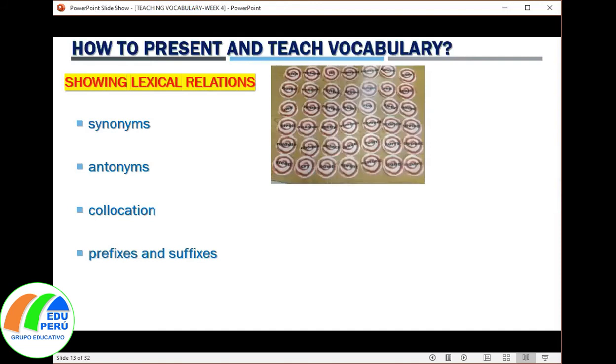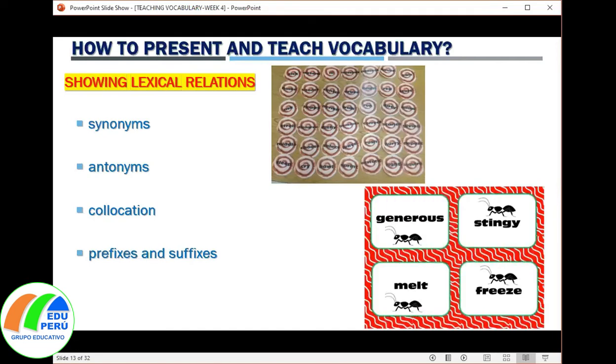For example, this activity is a roll synonym. You print some pictures similar to a roll, this cake, this is a special cake, not a roll, and you put words, and your students need to find the synonyms.